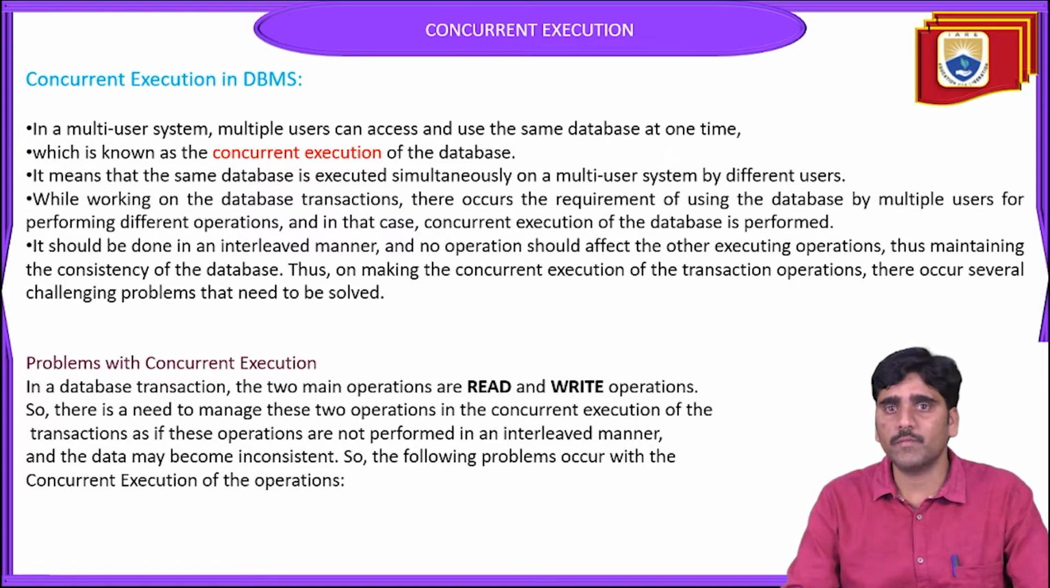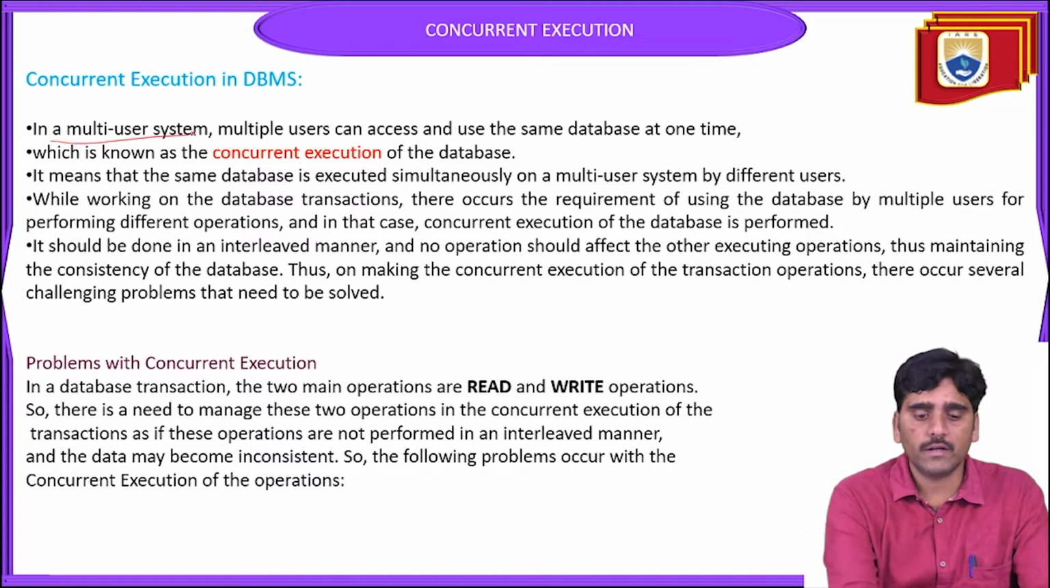In real time, multiple users are doing multiple transactions, and all the transactions are executed at a time or executed serially. All the transactions are executed and stored in the database at a particular time, which is called concurrent execution. All the database transactions are updated or committed at the same time, at a single time, by the users. That is called concurrent execution.